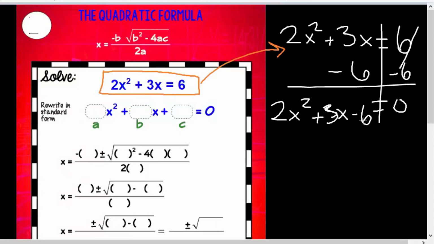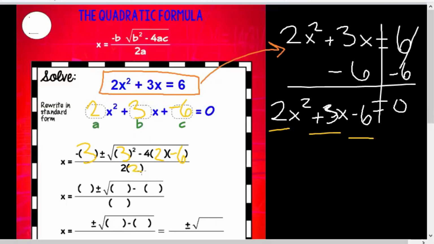Okay, all right, so now it's in standard form, and we can write our A, our B, and our C. So our A is 2, our B is 3, and our C is a negative 6. All right, step 2, plug those into the quadratic formula. So x equals negative b, so we're going to input a 3, plus or minus the square root of b squared, that's going to be 3 squared, minus 4 times a, which is 2, c, which is negative 6, all over 2 times 2.